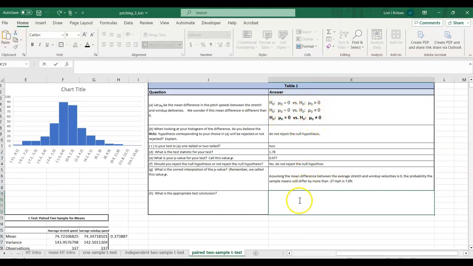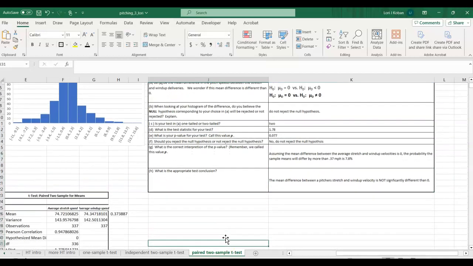We're not going to say there's a significant difference. There is no significant difference. I'll just say the mean difference between a pitcher's stretch and windup velocity is not significantly different than 0. All right, there we go.